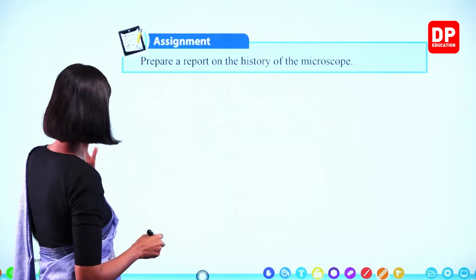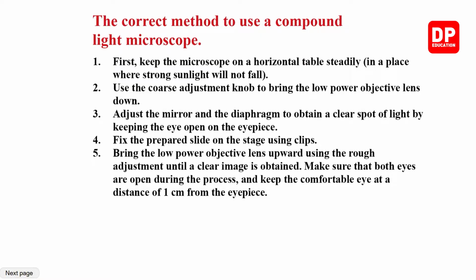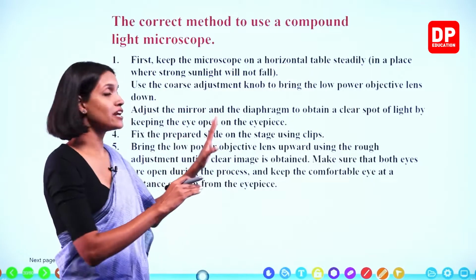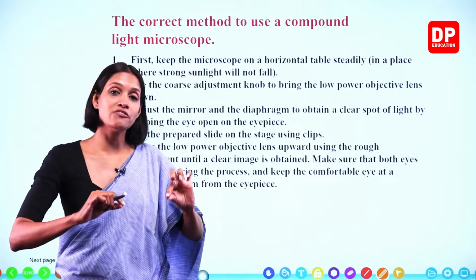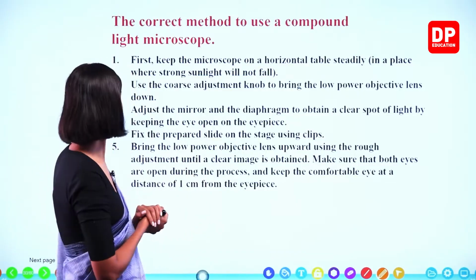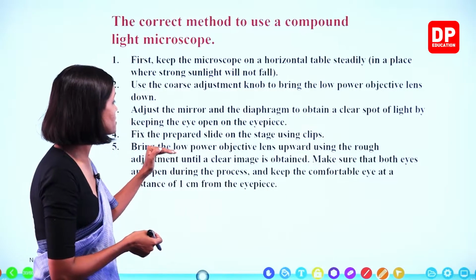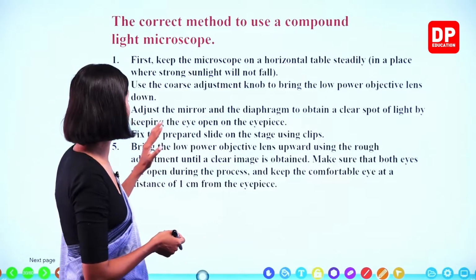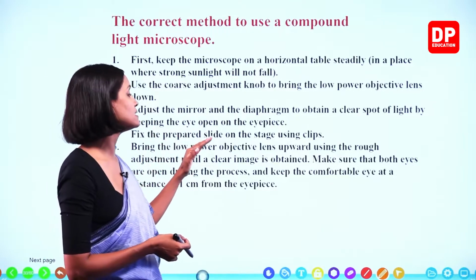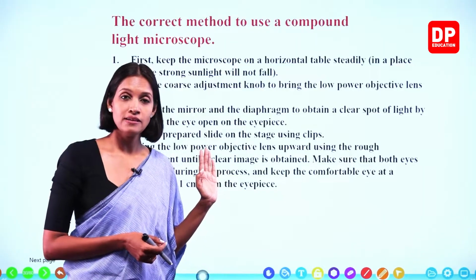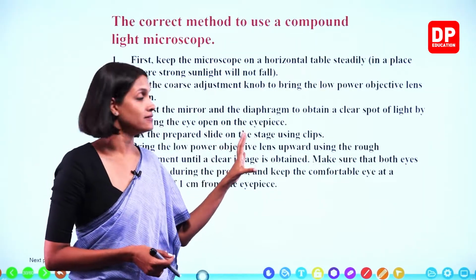Right, we'll move back. So then fix the prepared slide on the stage using clips. Carefully place the slide on the stage and you have to fix it with the stage clips. Okay? Bring the low power objective lens upwards using the rough adjustment until a clear image is obtained. You have to do it slowly, right?